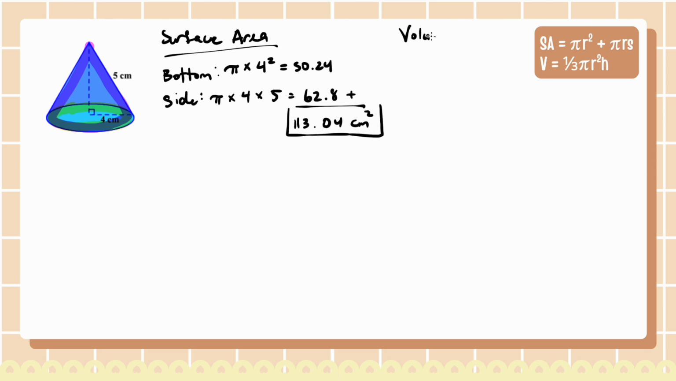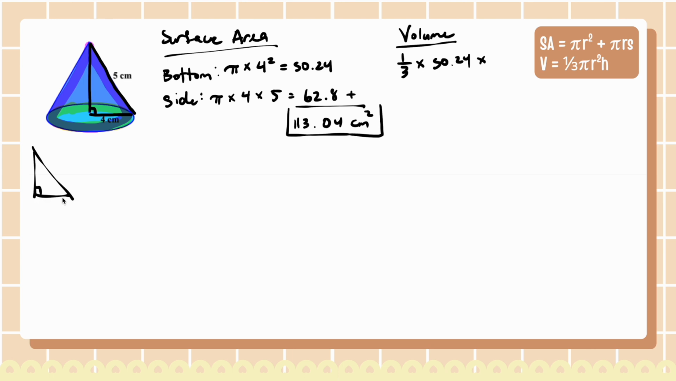Now for the volume, I'm going to start off with 1/3 times the area of the base or the bottom, which is going to be 50.24. And then we want to multiply that by the height of the cone. But notice that in this case, we're missing the height. So we're going to need to solve for it. I noticed that if I take the height and connect it to the slant height, as well as the radius of the circle, notice that it makes this right triangle. I'm going to draw it down here for us to see.